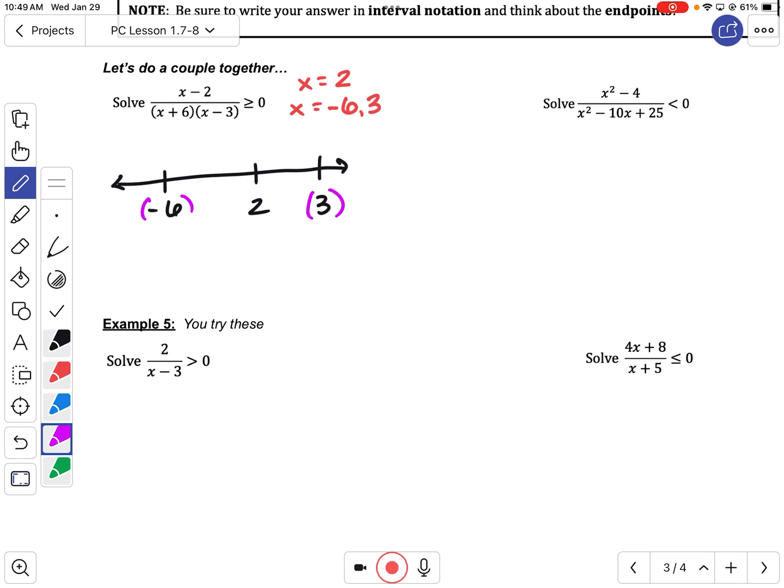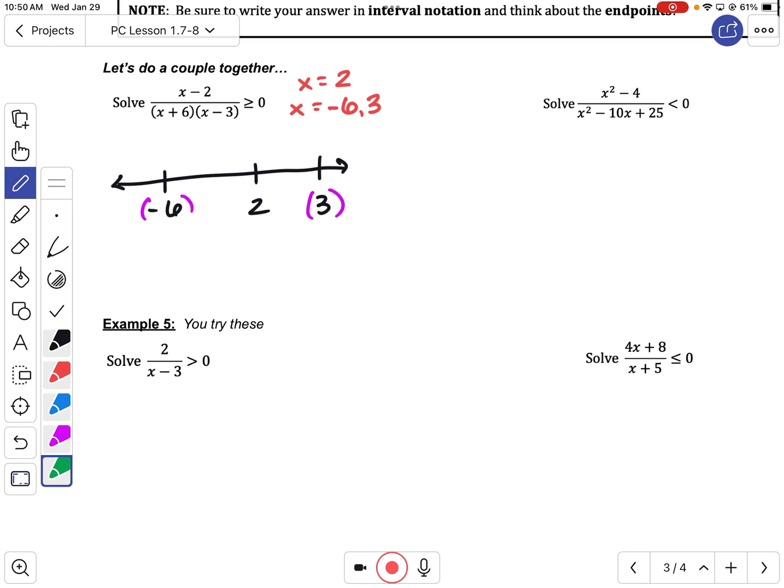Okay. Now, this is where we do some arithmetic in our head. So what I'm going to do is pick some x values between these numbers and outside of them, and plug them into this original function to figure out, is my function positive or negative there? That's all we're going to do, figure out where it's positive or negative. So give me a number that would be smaller than -6.